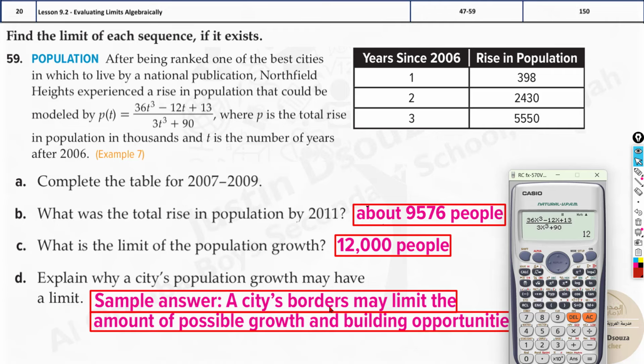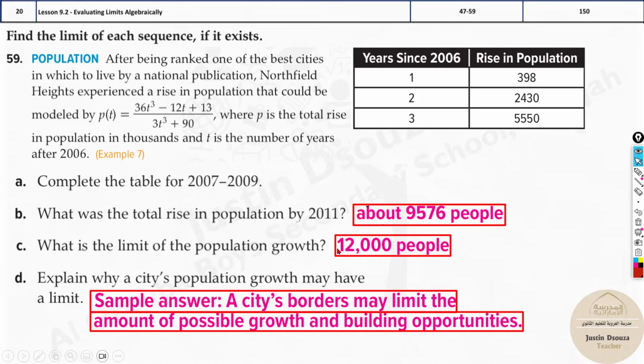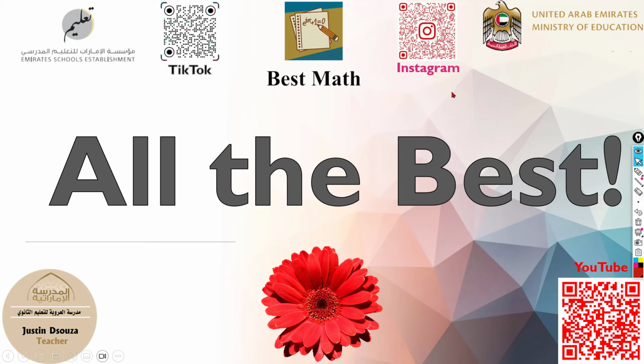And over here we have a city's border may limit the amount of possible growth and building opportunities. Yeah, this is also fine. But it's about analyzing. You can write your own answers over here when it's about explain. So write practically what you feel is the best answer. And that is the end of all the problems in the writing part.